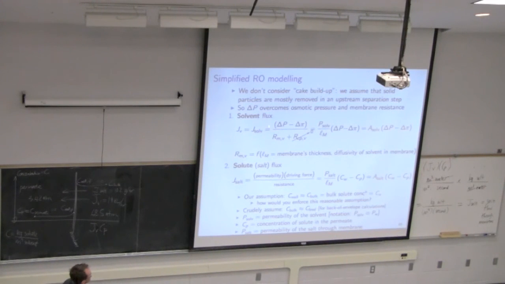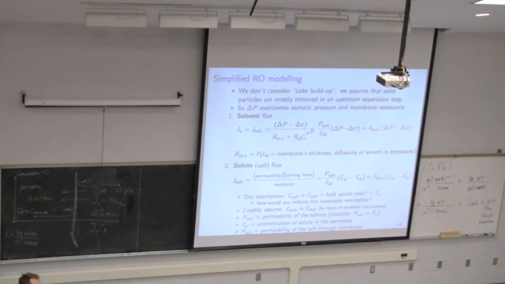In a lab, you do an experiment and calculate J solvent, very easy to measure: meters cubed coming through your membrane per unit time, per unit area. We know the area of our membrane, we know our delta P, which we can easily measure, and delta pi can easily be estimated. So A solvent can then be calculated from a small lab experiment.